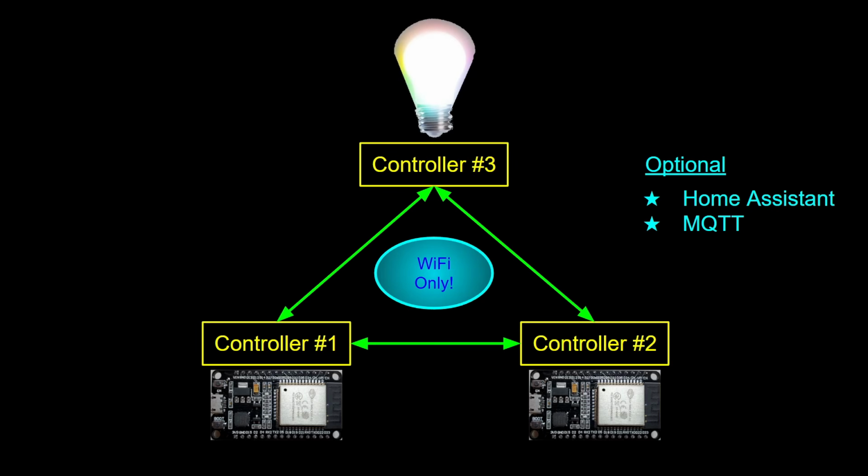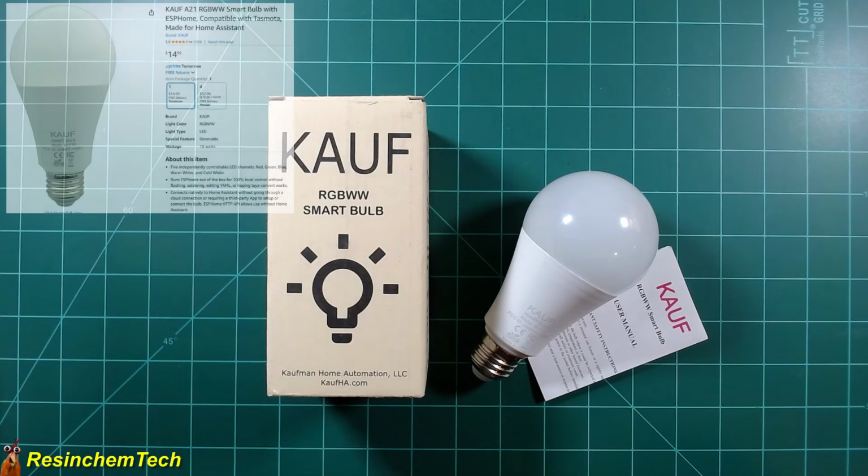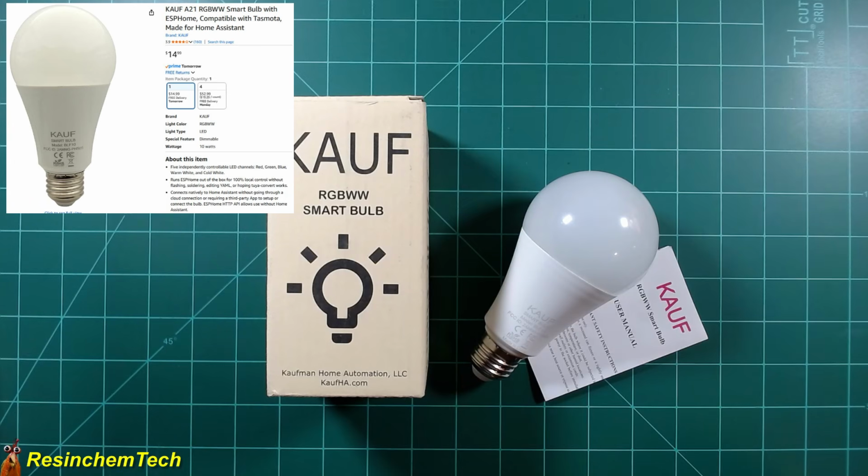However, there is still one light bulb to investigate. The last bulb I'm going to investigate shows the most promise. This is the Kauf RGBWW Wi-Fi bulb. In fact, I want to show a couple of things from the product description in more detail.